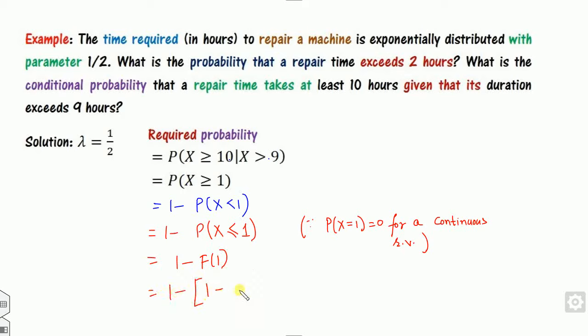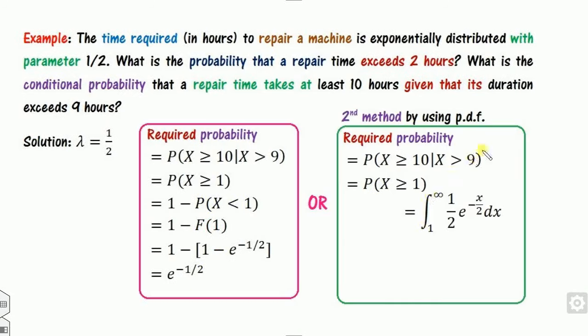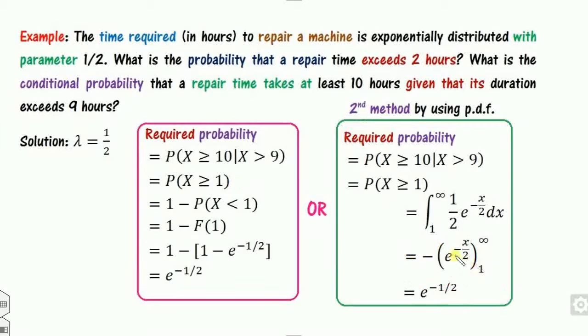So you can write it as 1 minus F of 1, where F of x is 1 minus e raised to the power minus lambda x. Remember the CDF here: this is my x and this is my lambda. You can substitute here and you will get this answer. Otherwise you can also use the PDF and integrate this from 1 to infinity. What is the integration of this? E raised to the power minus x by 2 over minus 1 by 2, from 1 to infinity. So the half cancels out, giving minus of e to the minus infinity and minus of e to the minus 1. So you will get the same answer again.